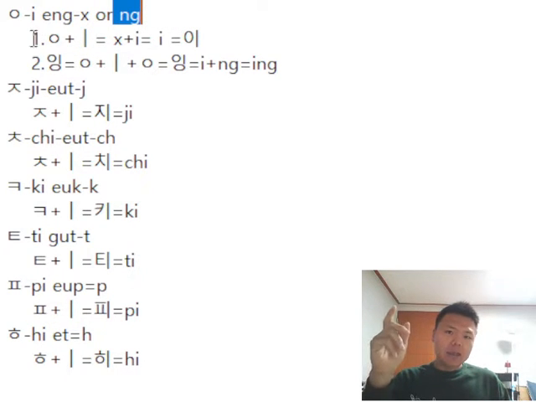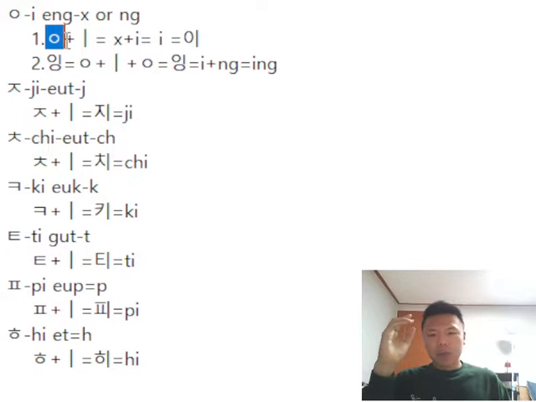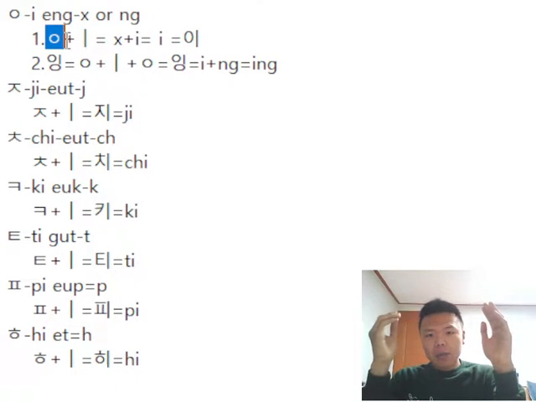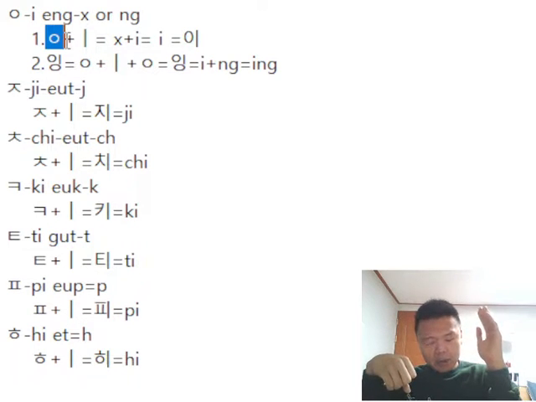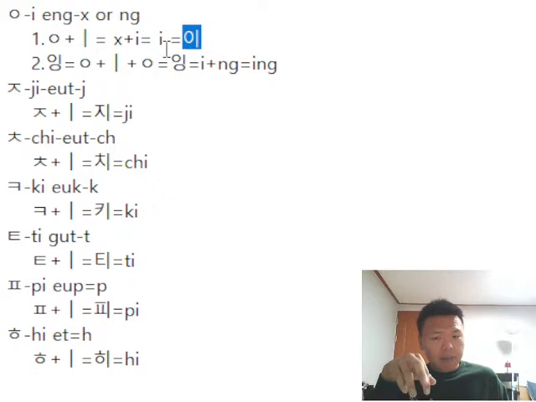The difference is, first, when you use 이음 before a vowel, it has no pronunciation, so you just say the vowel. In this case, 이음 plus 이 equals 이.